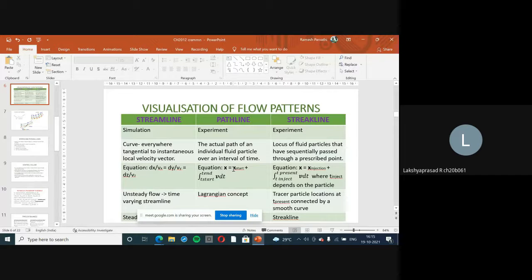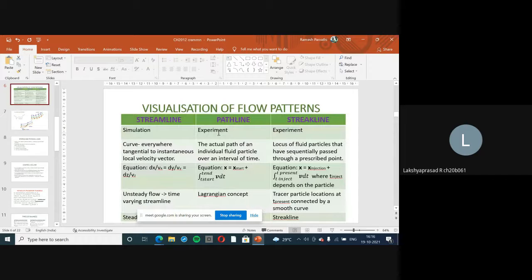I'm going to be discussing the concept of visualization of flow patterns. There are three ways in which we can visualize flow patterns. They are streamline, path line, and streak line. Streamline, path line, and streak line are mostly obtained experimentally, but streamline is something which we can compute using simulations. So let's get started with discussing streamline.